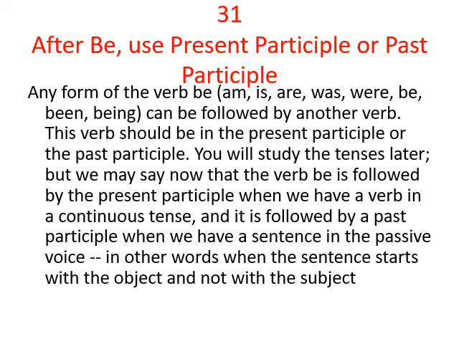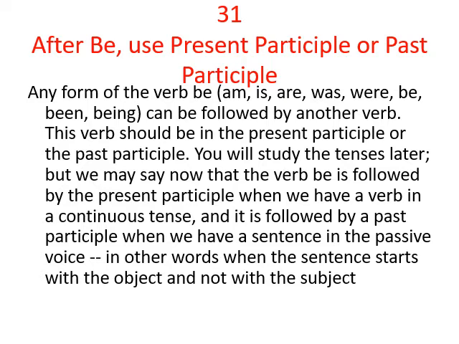Any form of the verb be يعني am, is, are, was, were, be, been, being can be followed by another verb. This verb should be in the present participle يعني ing or the past participle. You will study the tenses later. احنا بعد كده يعني في الجزء الثاني من المحاضرة دي we are going to study the tenses. But we may say now that the verb be is followed by the present participle اللي هو ing form when we have a verb in a continuous sense.